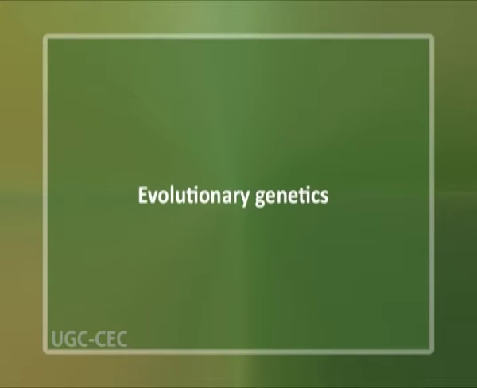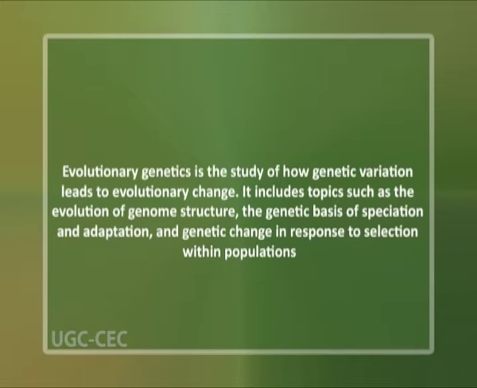Now, let us discuss the second part of today's topic, that is evolutionary genetics. Evolutionary genetics is the study of how genetic variation leads to evolutionary change. It includes topics such as evolution of genome structure, the genetic basis of speciation and adaptation, and genetic change in response to selection within populations. Now we will discuss genetic variation and speciation.